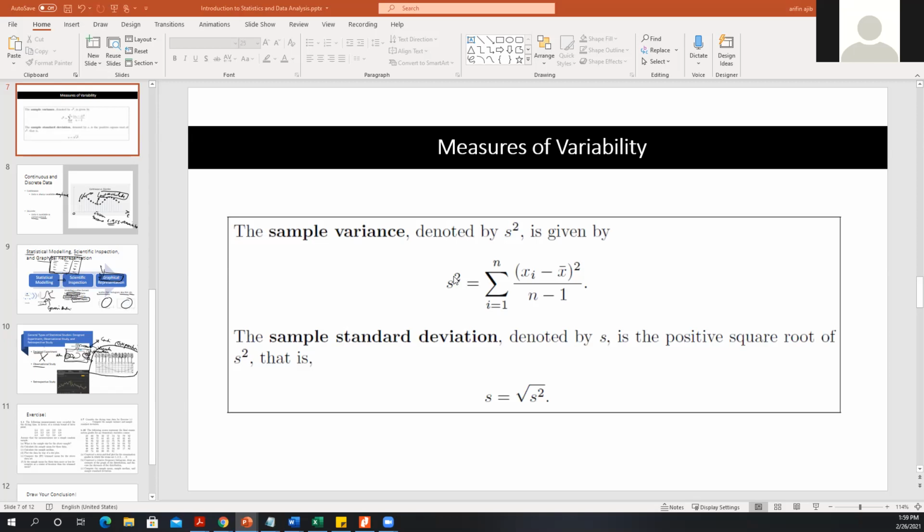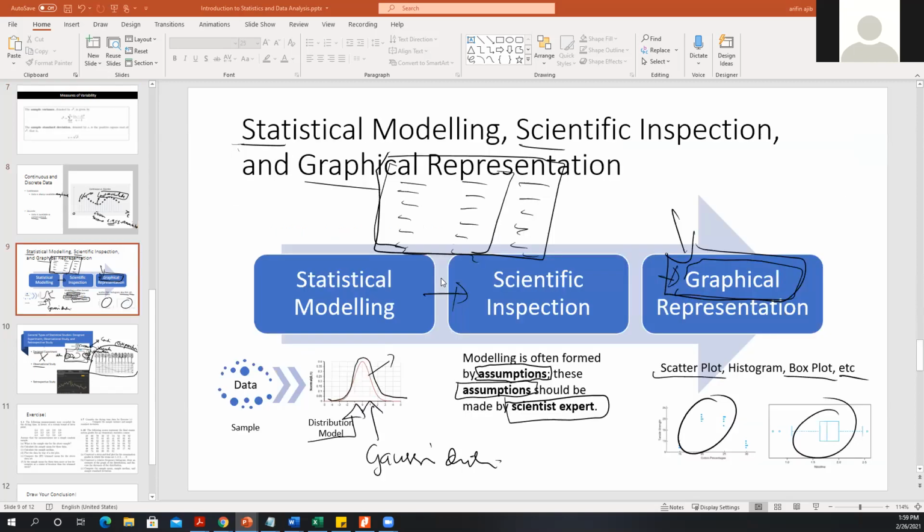And the second question is, in the scientific inspection part, it says that modeling is formed by assumptions. So does that mean all data that exists from statistics is not 100% accurate, but very close, because the assumptions are made scientifically, or made by scientists? Is it like that, sir? Okay. Maybe the second question is about the relation between the meaning of assumption and scientific reason. Yes, sir. Okay, I got it.